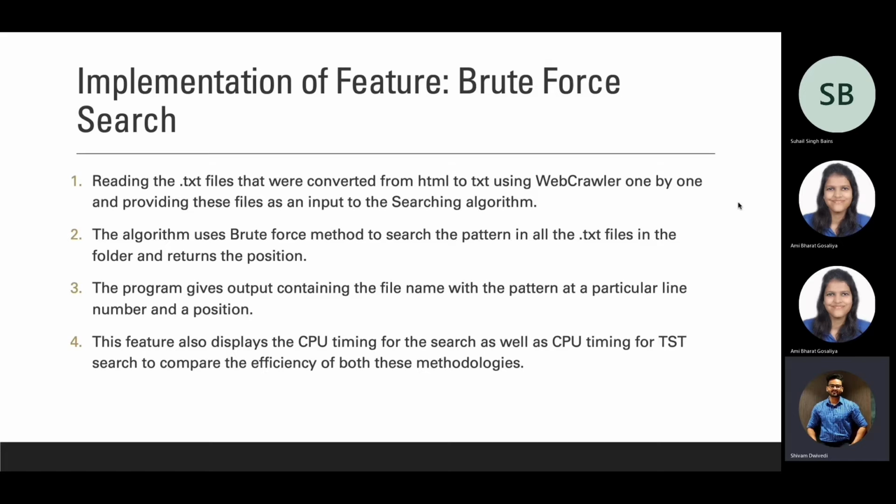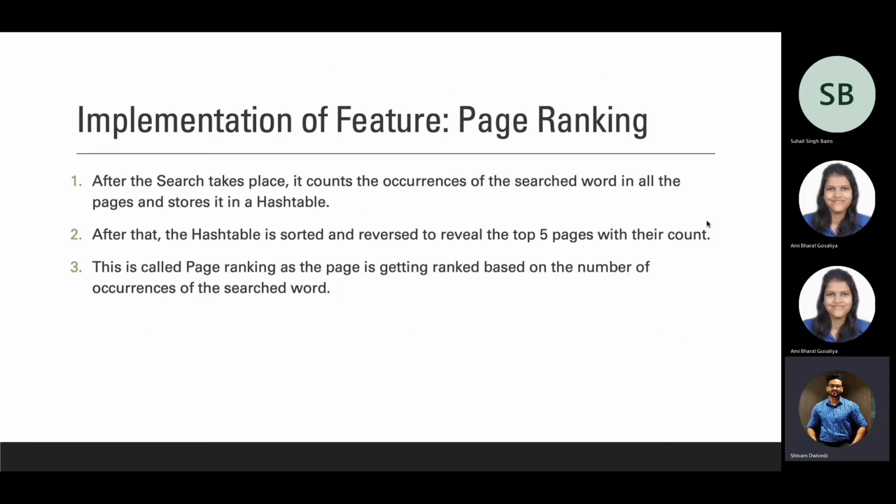It also displays the CPU timing as well. After that, this feature is extended for the next feature, that is the page ranking. It counts the number of words in every page and then reveals the top 5 pages with their word count. It uses a hash table for doing that, and then it sorts the hash table and reverses it to get the pages with the maximum number of words.